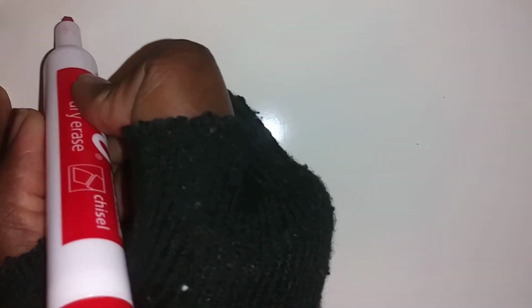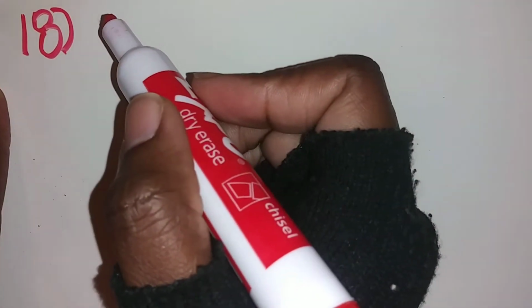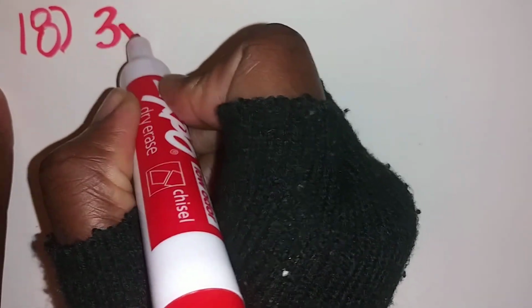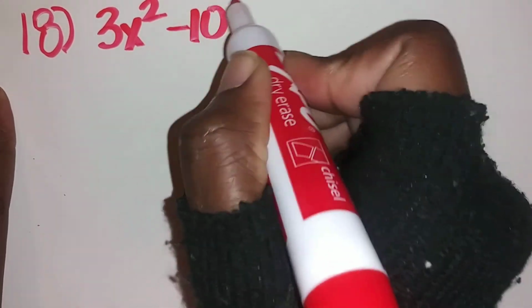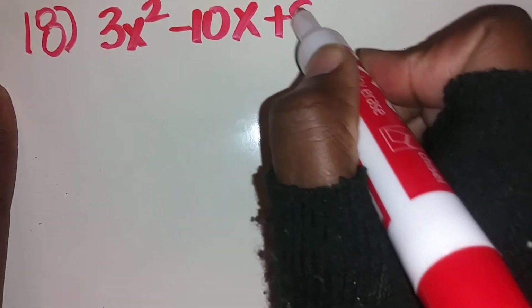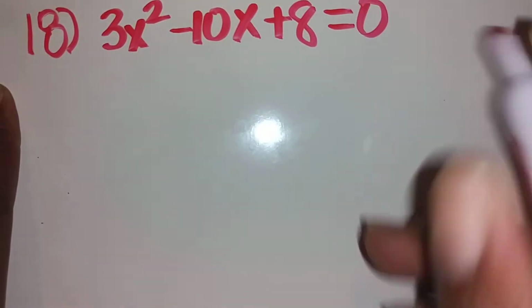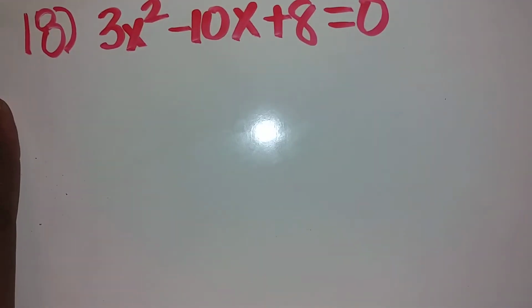Let's look at an example. I'm going to look at number 18 on page 743. And I want you to make sure you remember that formula. We have 3x squared minus 10x plus 8 equal 0. Now the first thing I want to do is identify my a, b, and c.